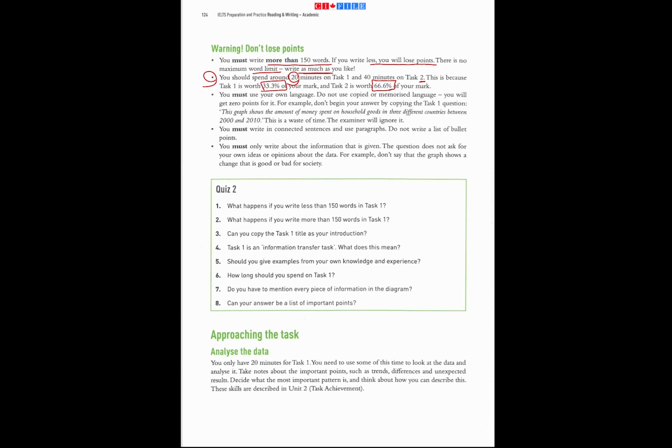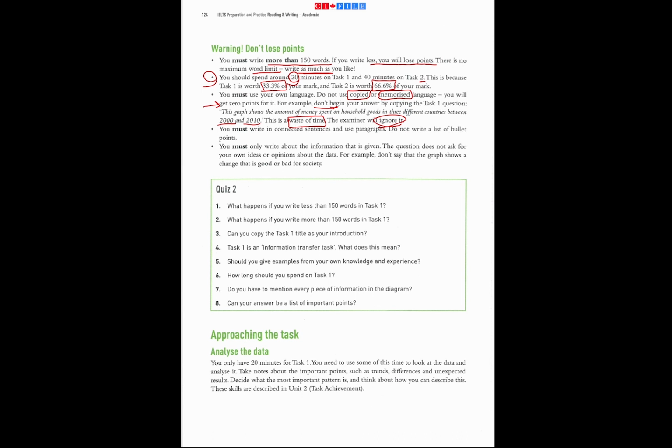You must use your own language. Do not use copied or memorized language. You will get 0 points for it. For example, do not begin your answer by copying the task 1 question. This graph shows the amount of money spent on household goods in 3 different countries between 2000 and 2010. This is a waste of time. The examiner will ignore it.